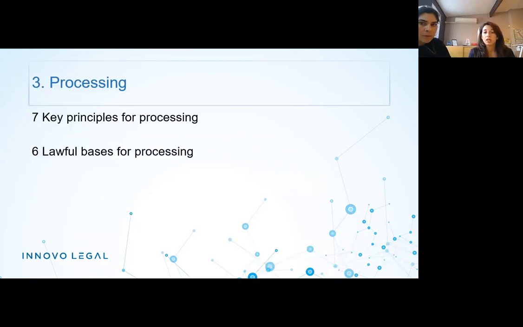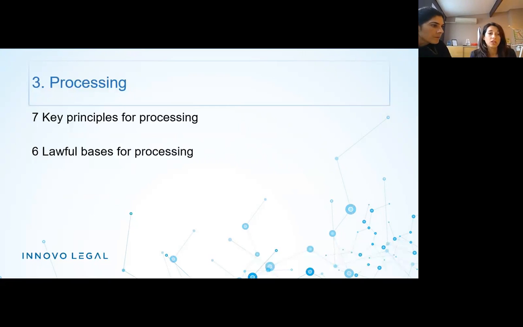Purpose limitation is the second one. So the purpose is very important. It will be in your privacy policy or privacy notice. And it needs to be exactly, again, what you say you're doing. So you can't say you're going to use the personal data for one purpose and then use it for a different purpose. It needs to be clear, and obviously it needs to be lawful.